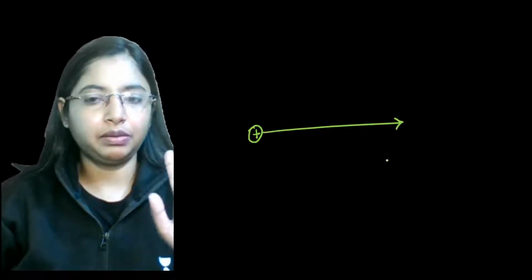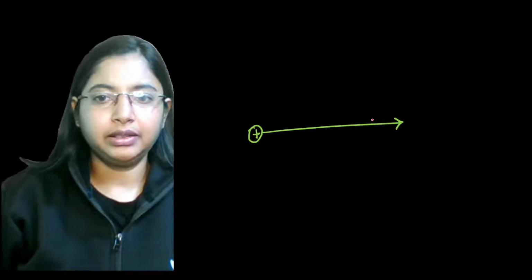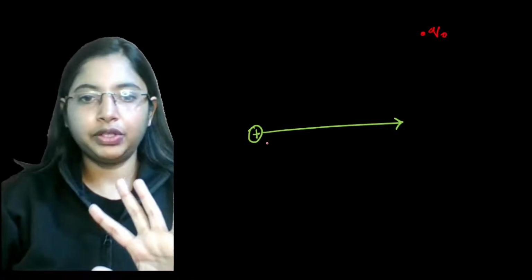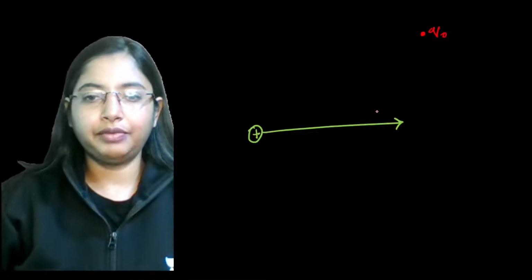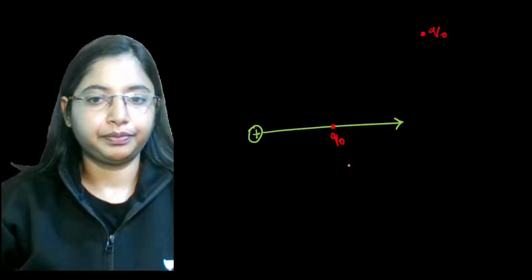We all know what a potential is. So let's say we have a positive charge over here, so field lines will point radially outwards. Now, let's say I'm bringing in a test charge from infinity, where the influence of this charge is not felt, to this point over here.